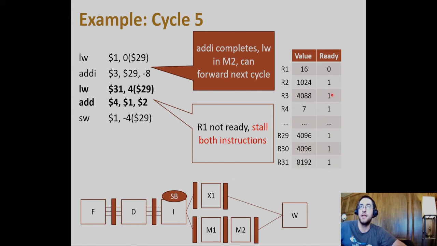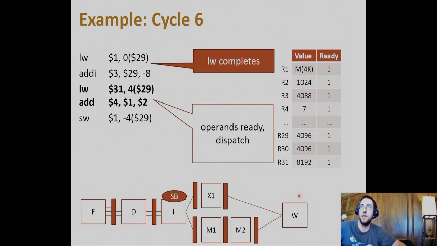So now R3 is ready. And the load word is in M2. It's still not finished. And so R1 is still not ready. So we're stalling again. And then finally, the load word completes and it writes its result back and provides its value on the bypass network. And at this point, all of the operands for these two instructions are ready. And so they can dispatch.